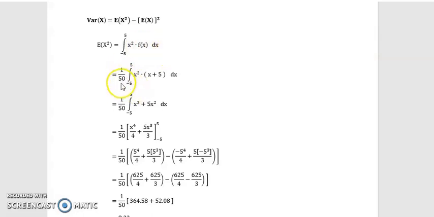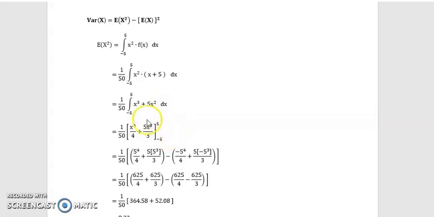So the 1 over 50 here, we take out the denominator and write it as 1 over 50. Then x squared f(x), so substitute f(x) equals x plus 5. Then in this step, we expand this part: x squared multiplied by x gives x to the power of 3, plus x squared multiplied by 5 gives 5x squared. Then integrate this part with respect to x.